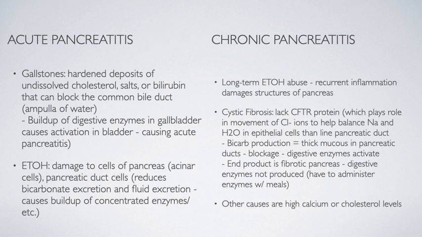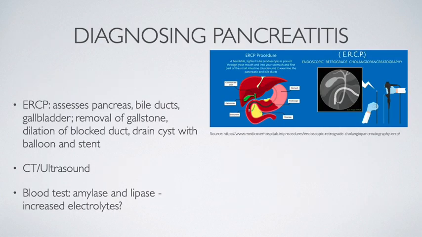Alcoholism can cause damage to the acinar cells and the pancreatic duct cells. That epithelial tissue is responsible for bicarbonate excretion and managing the pH levels in our body. So chronic pancreatitis is associated with long-term alcohol abuse. It's also common in cystic fibrosis, with thick mucus production.